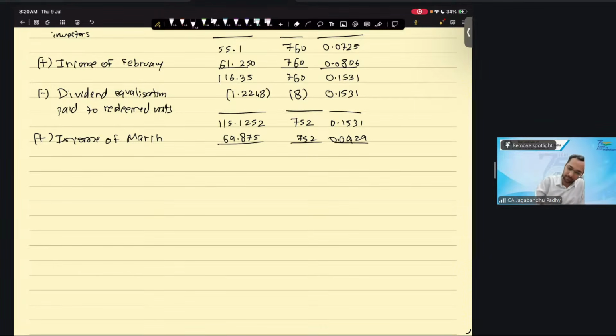So you add them, we have 115.1252 plus 69.875. Total income which is available is 185.0002 against the 752 units. So per unit basis you have 0.1531 plus 0.0929, which is 0.246. So that's your income of the month of March. So total accrued income which we have is 0.246.